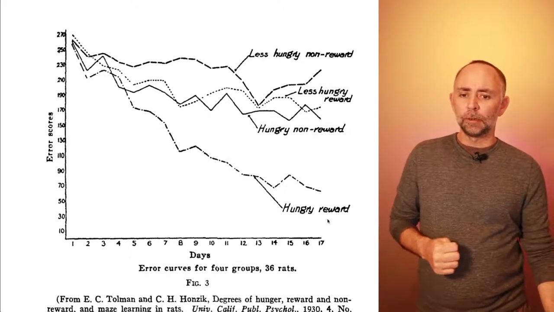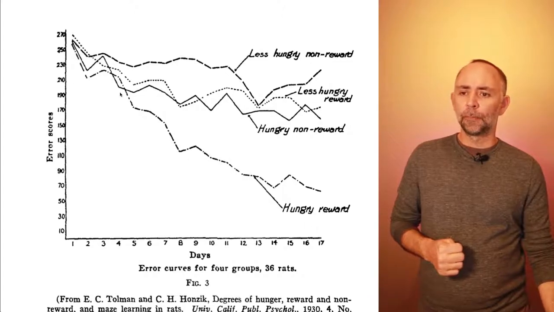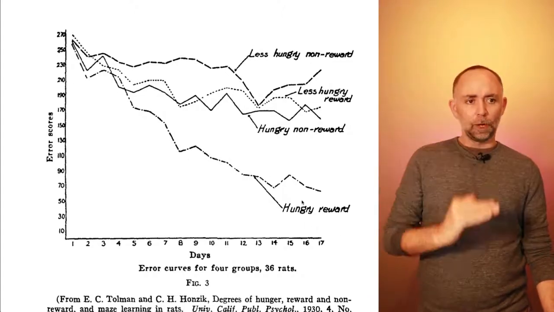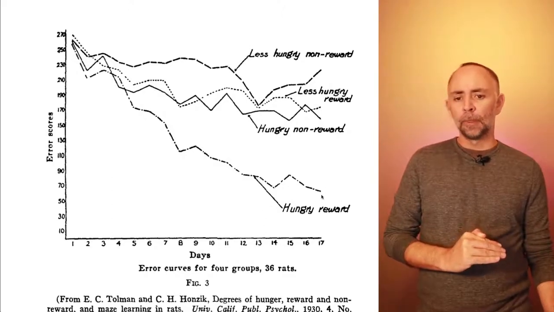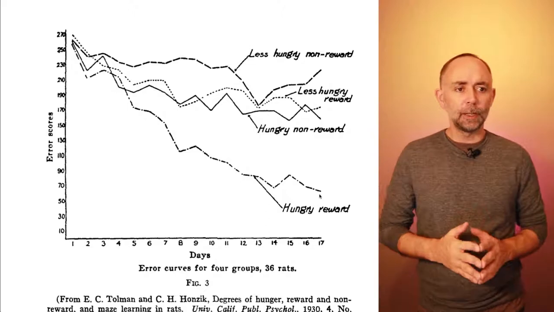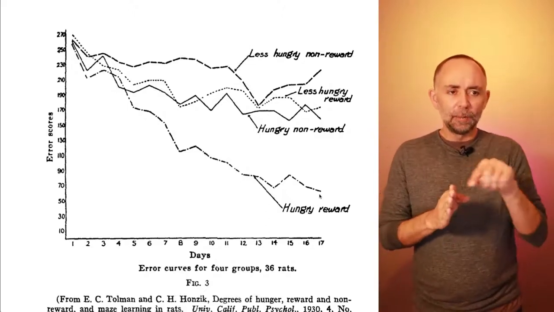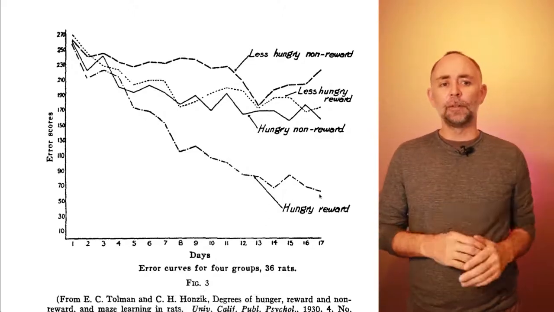This group in particular, look, the hungry reward group, they got right down to the bottom by day 17, almost to the very bottom. So they're making very few errors. That means that animal gets in the maze, they make all the correct turns, and they get that food very quickly.